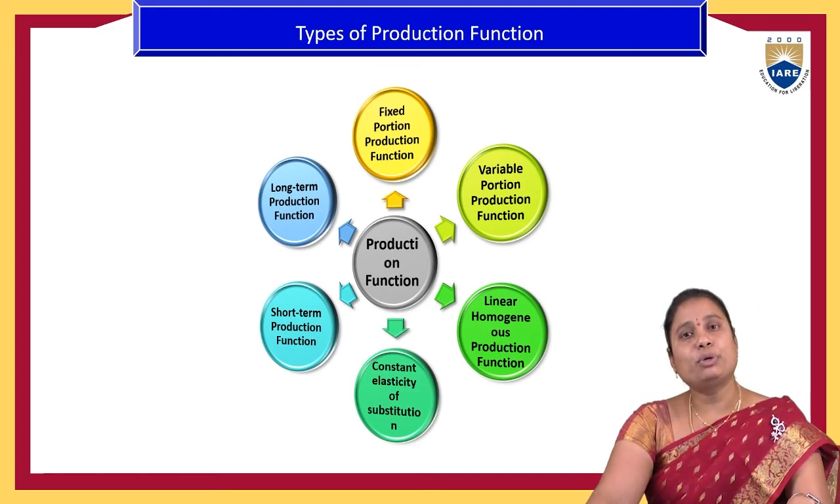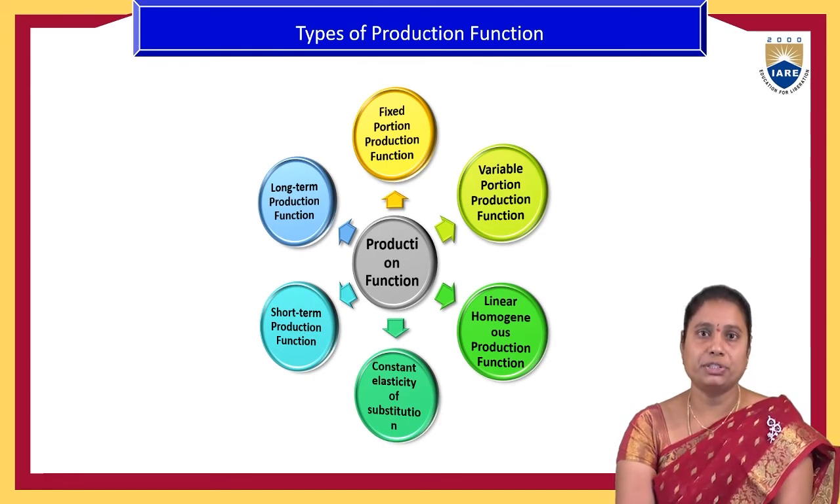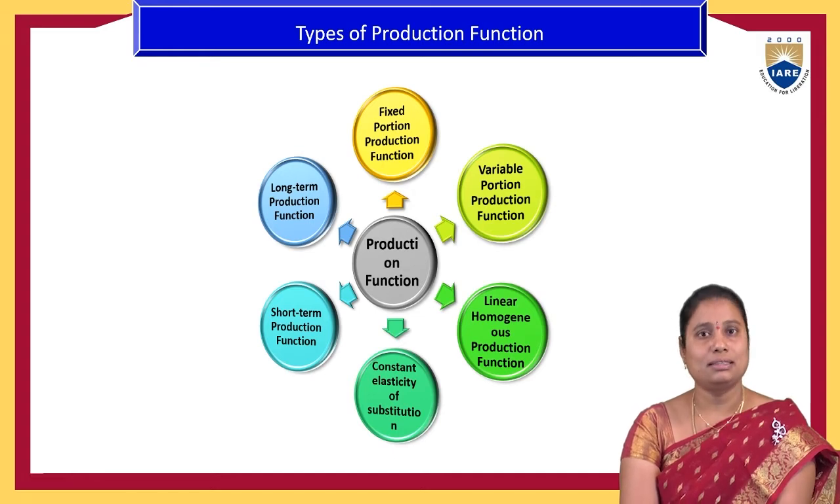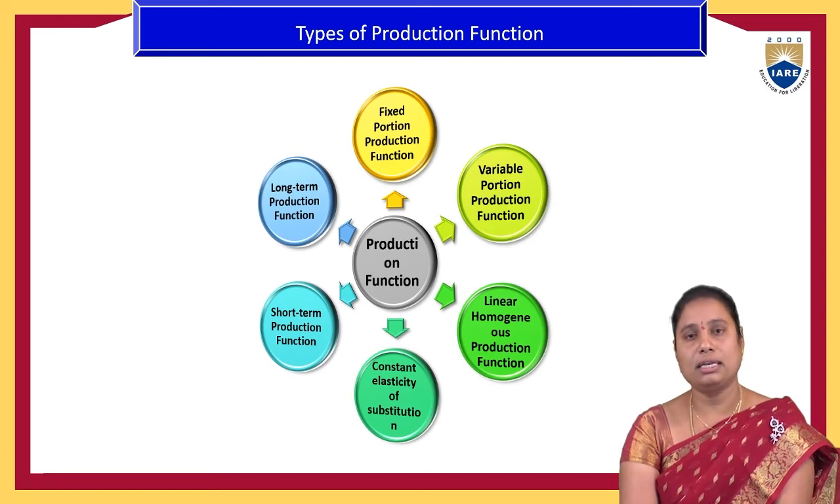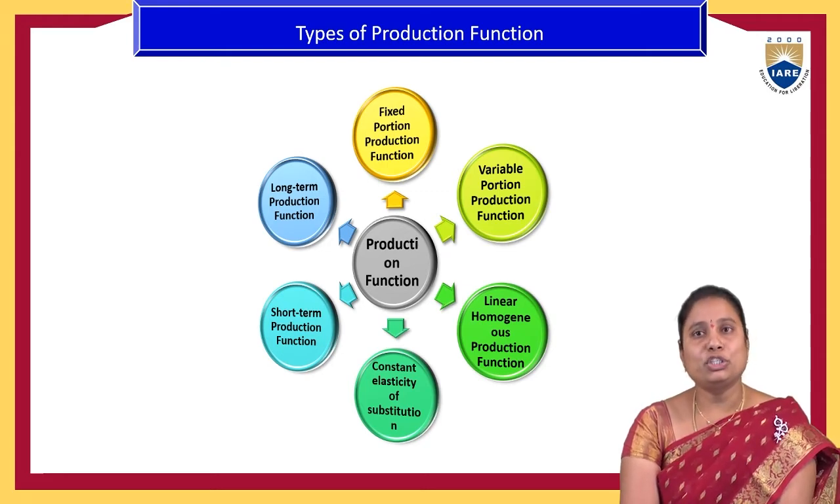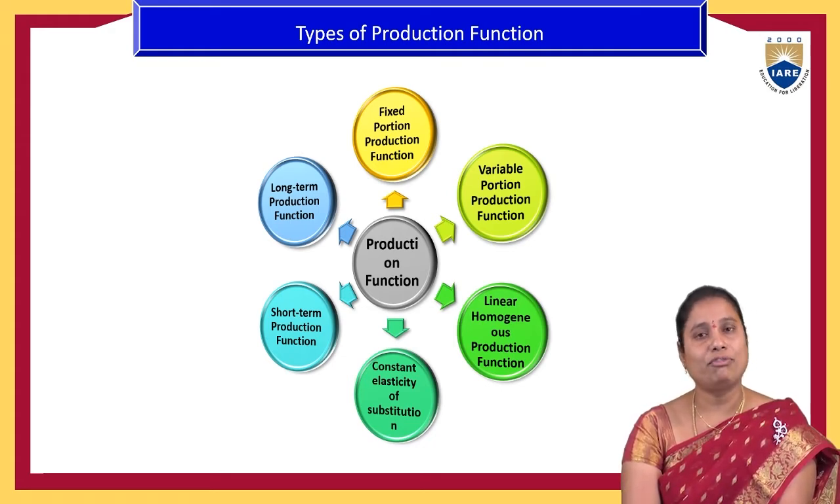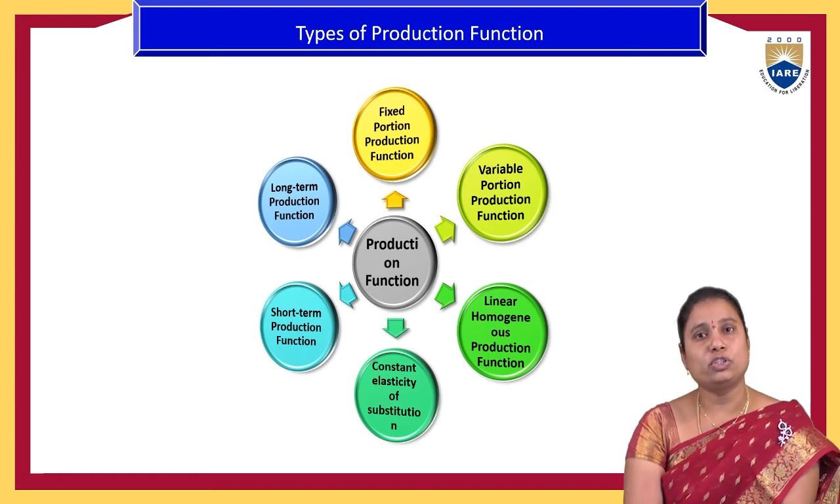Based on the kinds of production function and the variables that are changing in the production function, it is categorized into 6 production functions. Apart from this, the Cobb-Douglas production function is also there. We'll discuss the Cobb-Douglas production function separately later. These are the fixed proportion production function, variable proportion production function, linear homogeneous production function, constant elasticity of substitution production function, short-term production function and long-term production function. So 6 types of production functions are there.